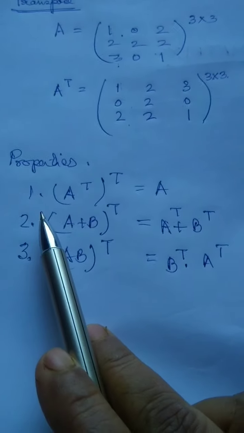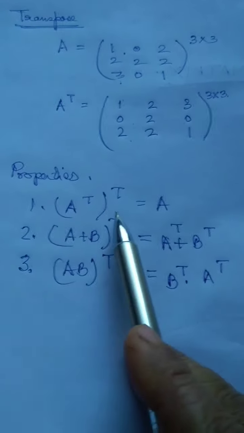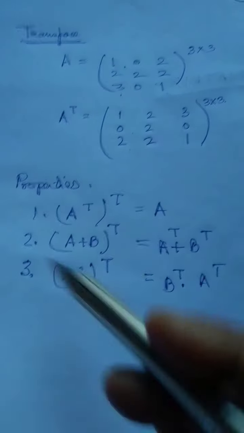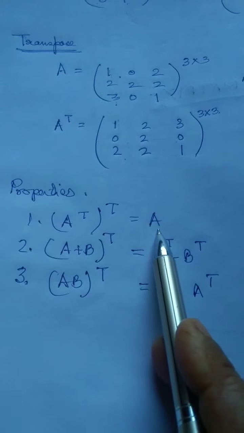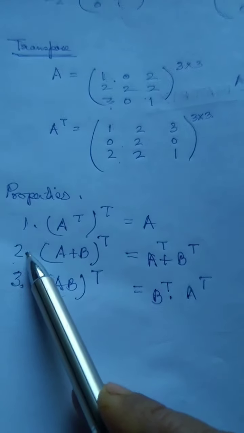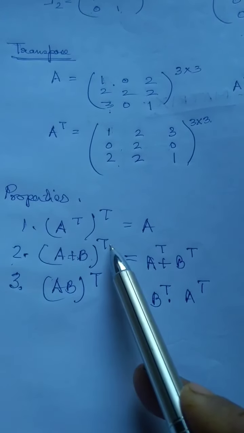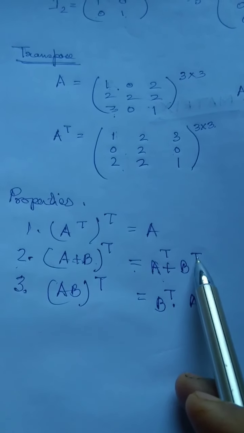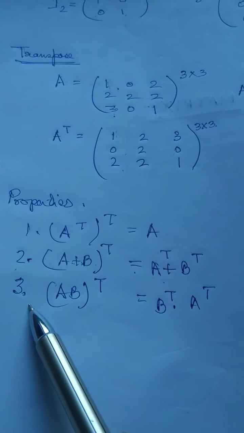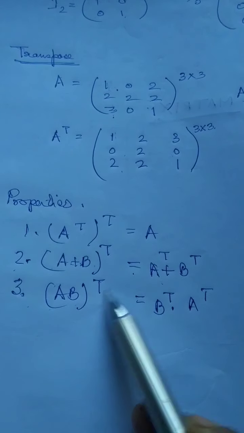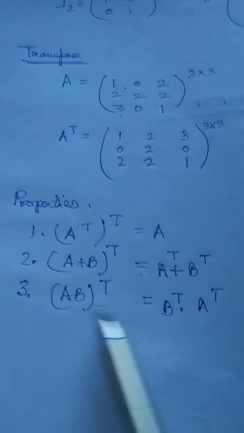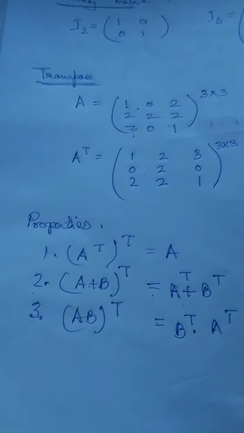Now we have a few properties of transpose of a matrix. The first property is A transposed, whole transposed is equal to A. If we transpose a matrix and again transpose it, we will get back the original matrix. The second property, A plus B whole transposed is equal to A transposed plus B transposed. And the third property is AB whole transposed is equal to B transposed into A transposed. So these are the 3 properties of transpose of a matrix.